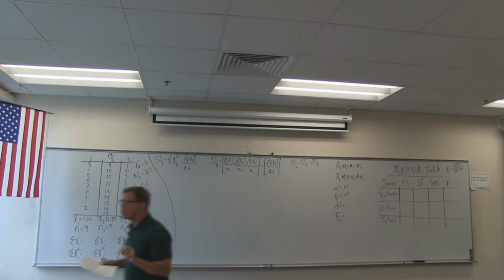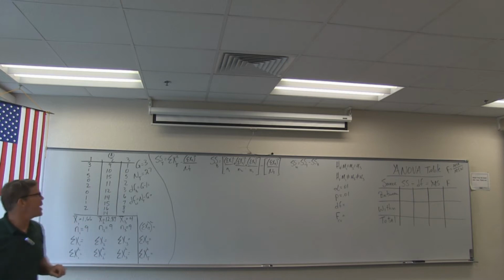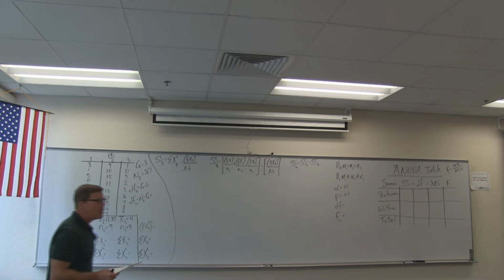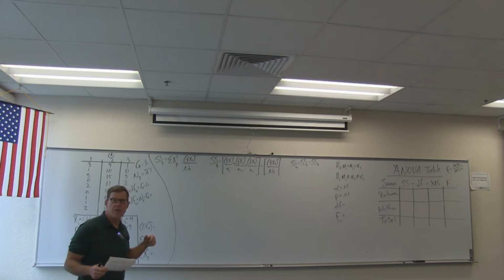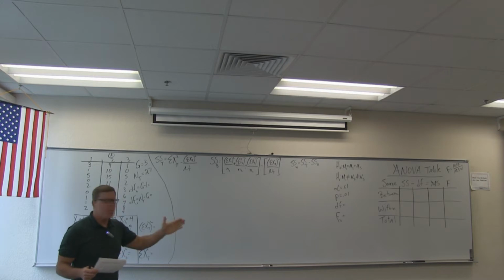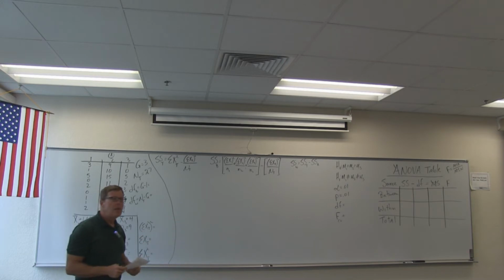We said computationally this is actually probably the most time-consuming of our analyses. But all in all, what we're really doing in this computation is performing what we call partitioning. And we're partitioning sums of squares. We're actually partitioning that variation into between, within, and the total variation.